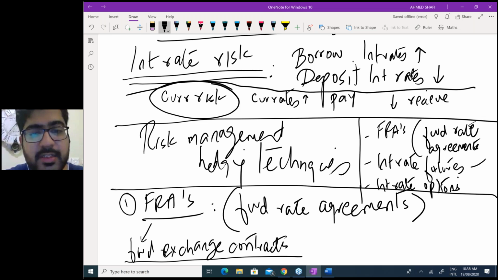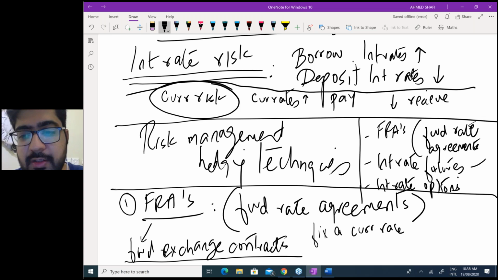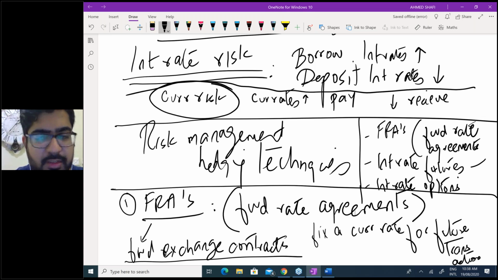Now, how do FRAs work? What happens in forward exchange contracts? You tend to fix a currency rate for a future transaction, right? This happened in forward exchange contracts: you fix a rate for a future transaction. Like for example, I have to pay $1,000, or I have to receive $1,000. Fix a rate. This is a forward exchange contract. Now FRA works on the same mechanism, but with interest rates.